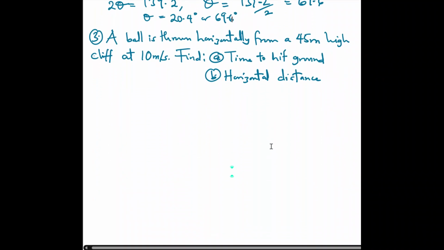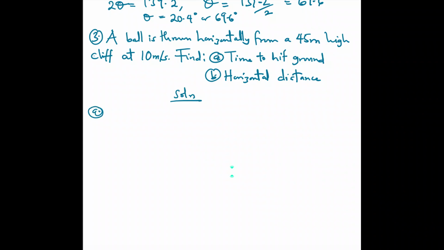So the next question says a ball is thrown horizontally from a 45-meter high cliff at 10 meters per second. Find A, time to hit ground, and B, horizontal distance. So when it's asked to find time to hit ground, we have to find the vertical motion. And when we want to find vertical motion, the formula to use is y is equal to 1 over 2 gt squared. So we are given it's thrown horizontally from a 45 meters. So the vertical height y is 45 meters.